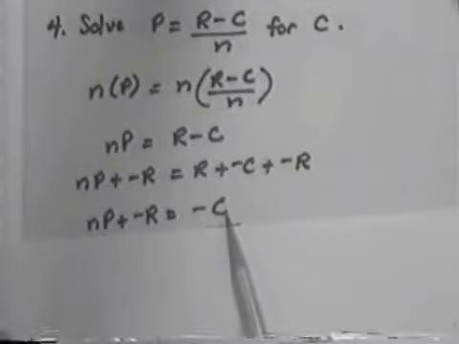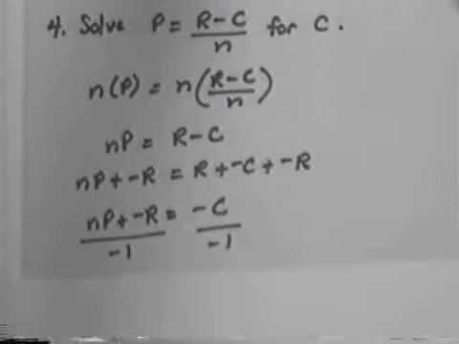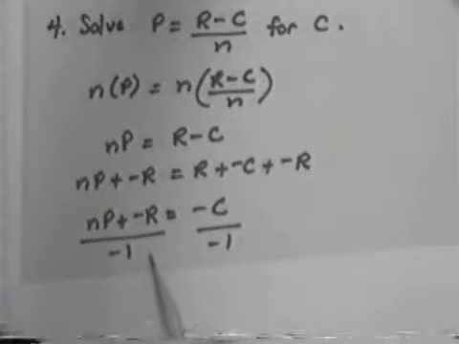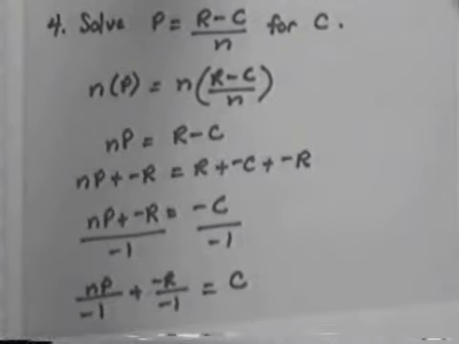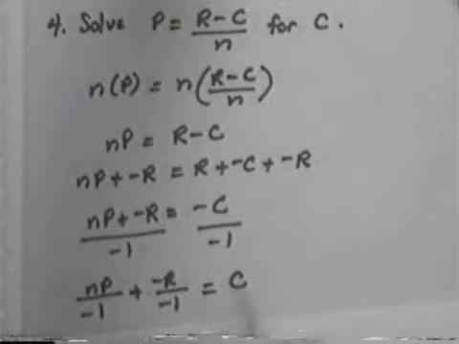Now to get C by itself, we must remove its coefficient, which is understood to be -1. And so we divide both sides of this equation by -1. On the left, we can decompose this fraction because the -1 denominator underneath each part can be simplified out in some places. And so we'll decompose to get NP over -1 plus the opposite of R over -1. And on the right-hand side, the opposite of C divided by -1 is C.